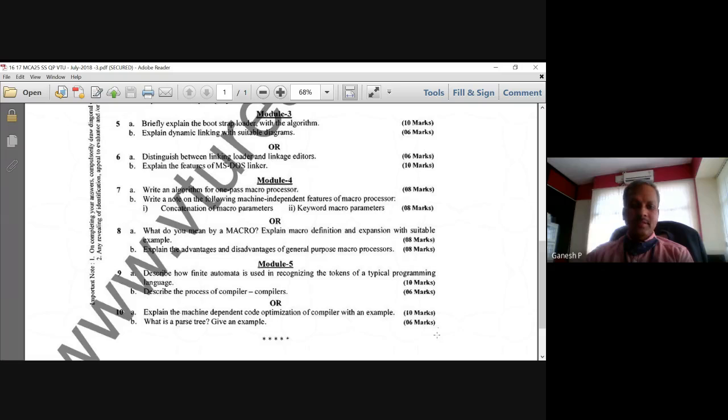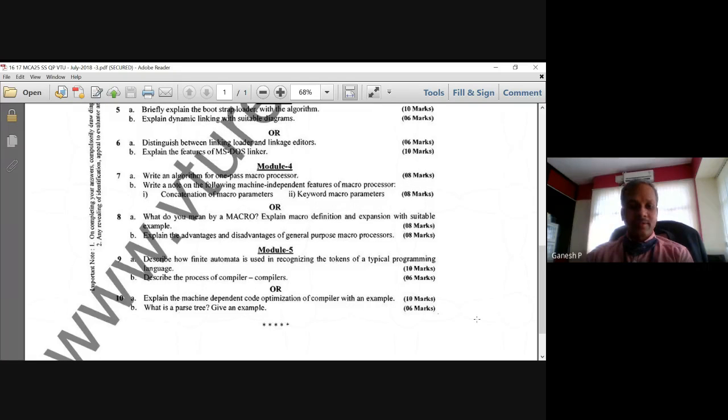Next, explain the machine dependent code optimization. Again, machine dependent code optimization is asked in almost every exam, like program relocation. Then, what is a parse tree? Give an example. When a parse tree example is asked, you have full freedom. You can write recursive descent parsing. We can write any type, either top down or bottom up. Both are fine. So you can take examples again and write a parse tree. It is a very straightforward question paper. Very simple though. Okay.